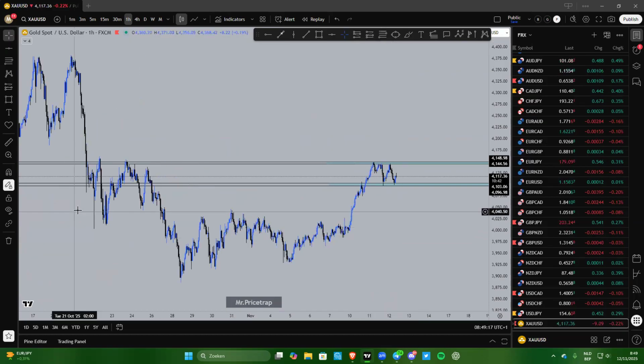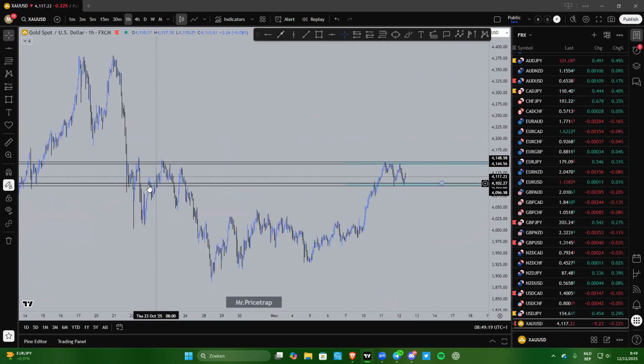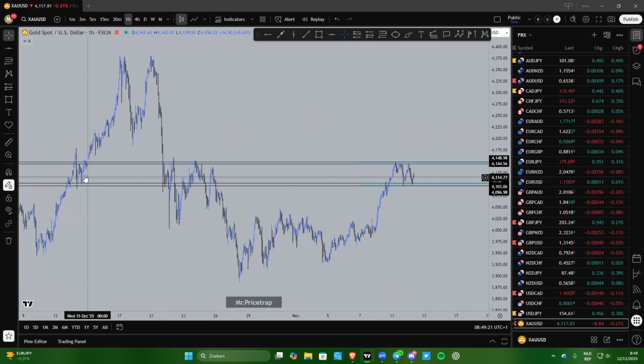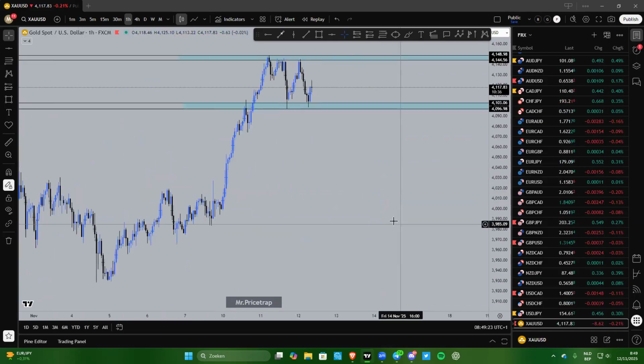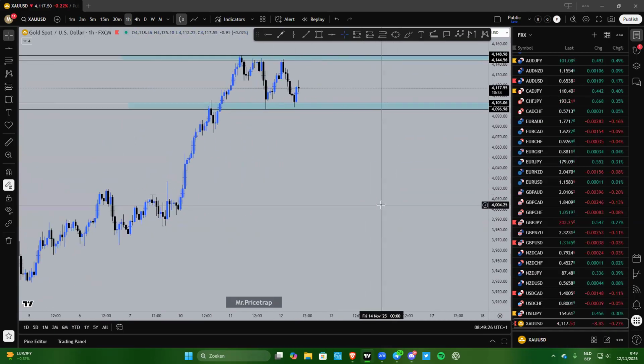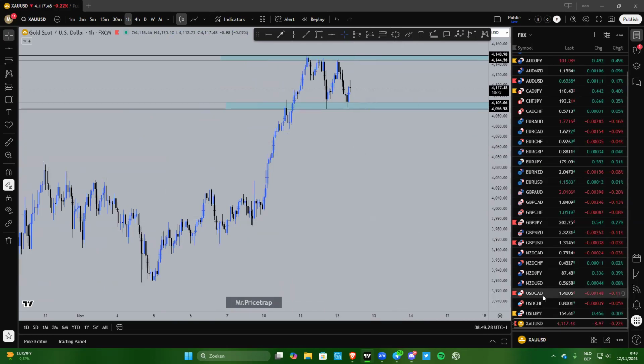Gold. Same thing on gold. Look at that. Market reacts beautifully on these zones again and again. So this gives me a confirmation we have strong support and resistance zones that we can look for.